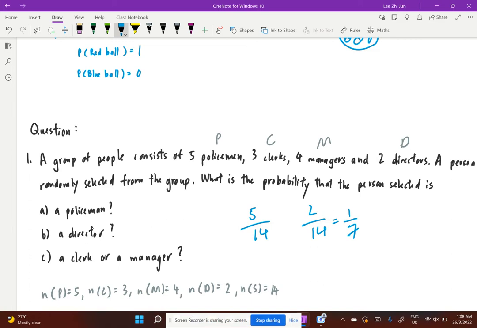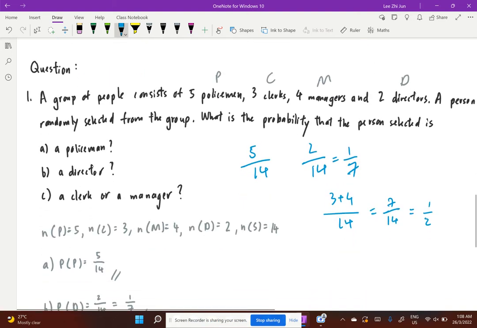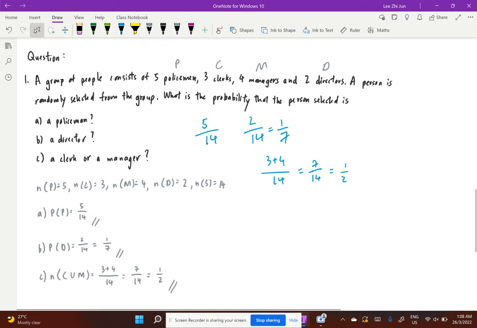C, a clerk or a manager. Clerk has 3, manager has 4, from 14 people. So it will be 7 per 14. 7 per 14, I can simplify it as 1 per 2. Here's the answer.